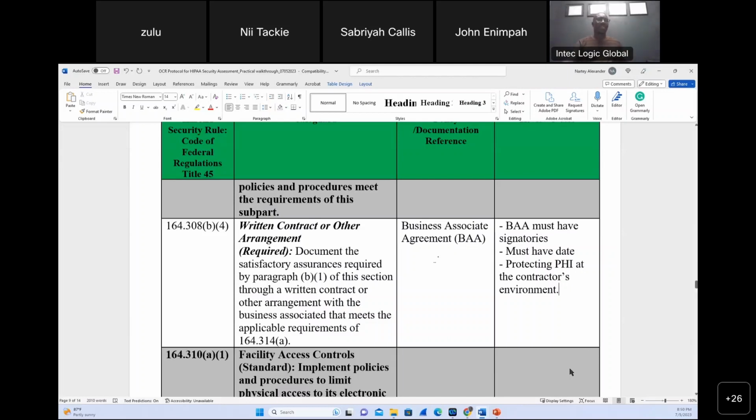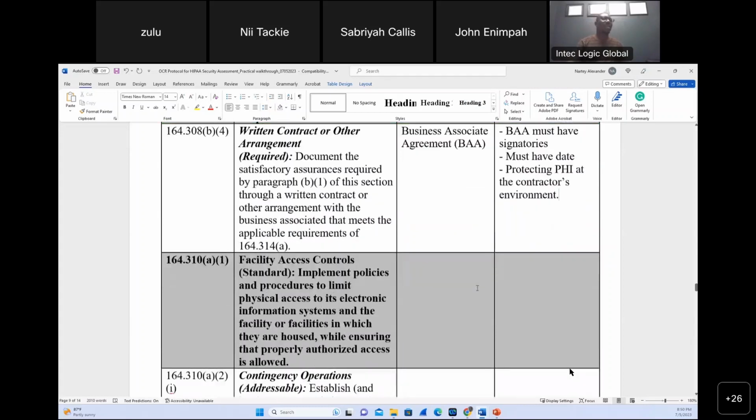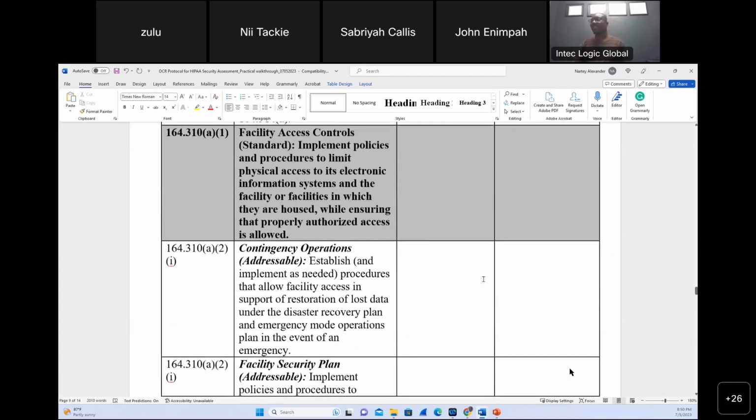Good. So that brings us to the end of the administrative. You see, it's a lot. It's not a one-day job. You can never do this assessment in one day.